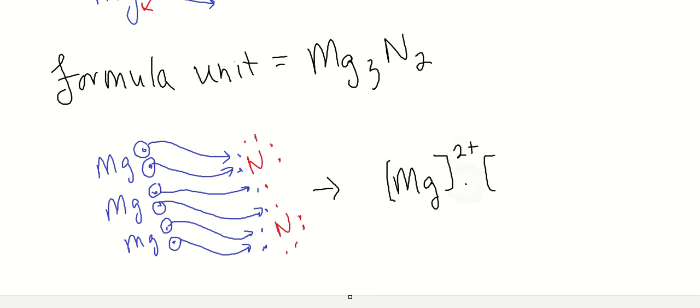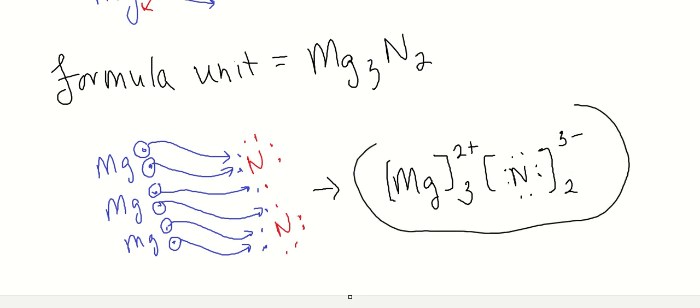All right, and then there's 3 of them. And then nitride, it's no longer nitrogen. That's the one that gained the 3 electrons. So I'm going to emphasize that here. The valence action. And it gained 3, so that's 3 negative, and there's 2 of them. Voila.